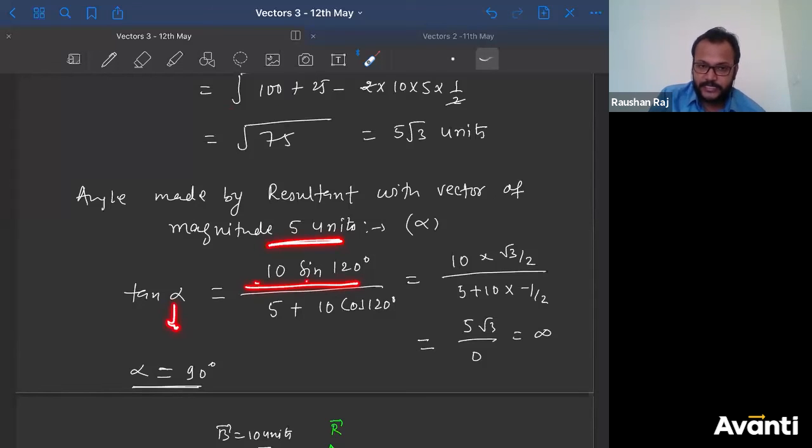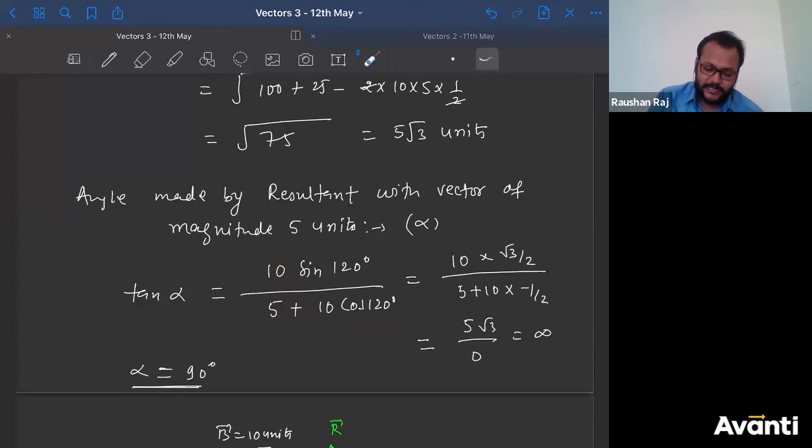So 10 into sin theta, 120, divided by. If this is 10 here, you have to put A here. ठीक है? If this is B, this is A, this is A, this is B. ऐसा उल्टा होता है. So this is 10, this will be 5 plus, if this is 10, you have to copy the same 10 cos theta. So 10 into cos theta.